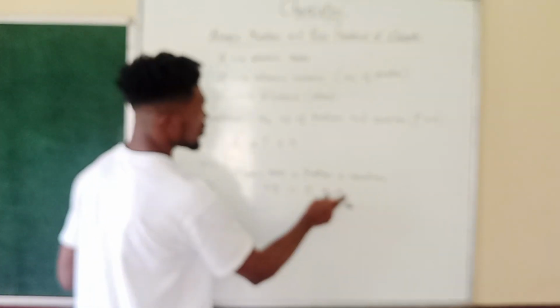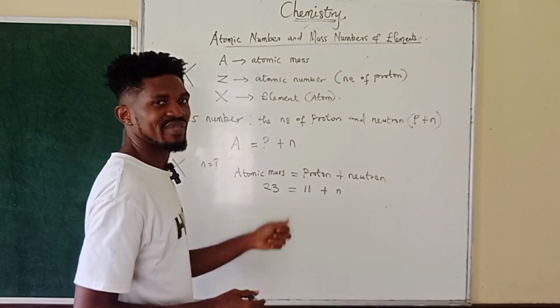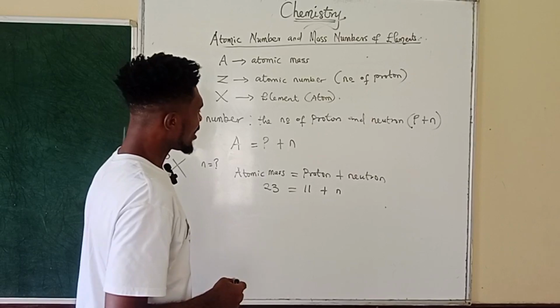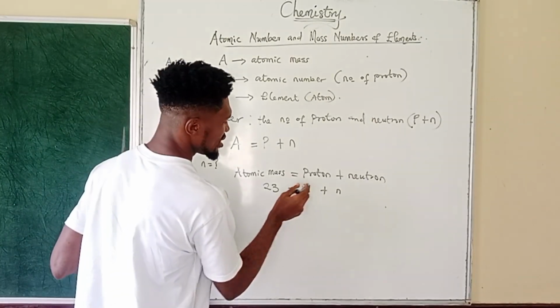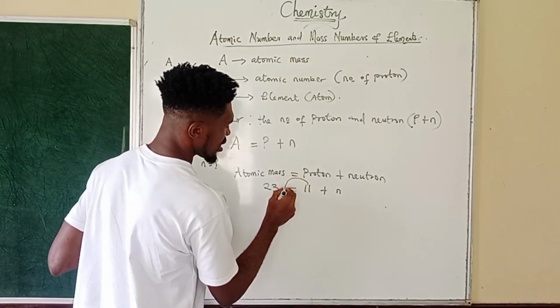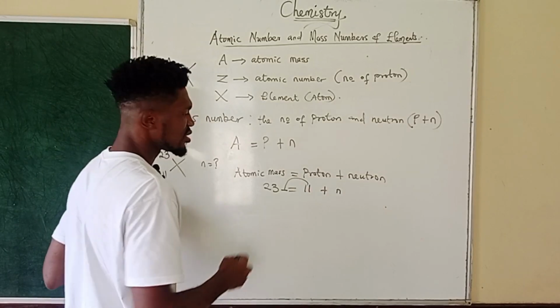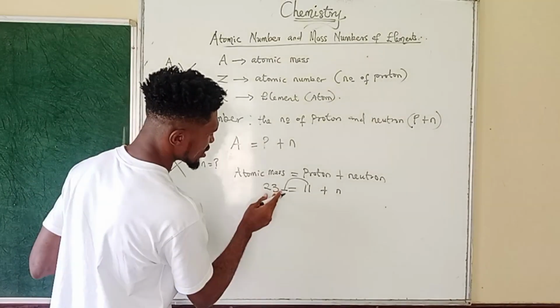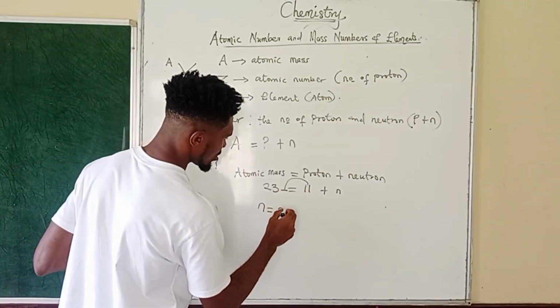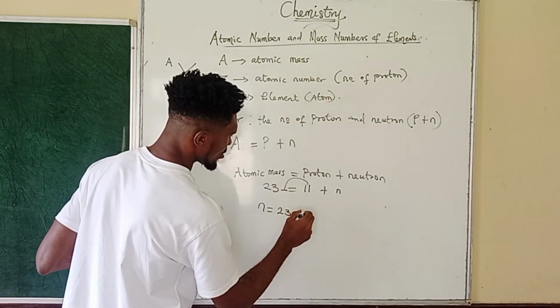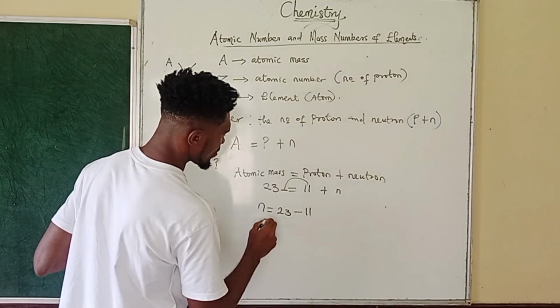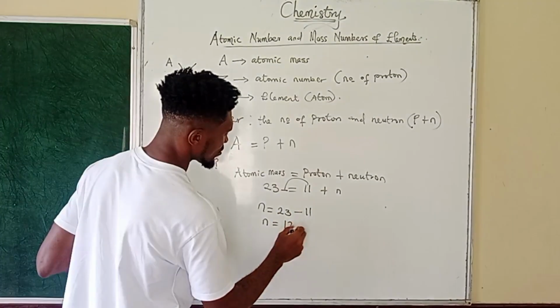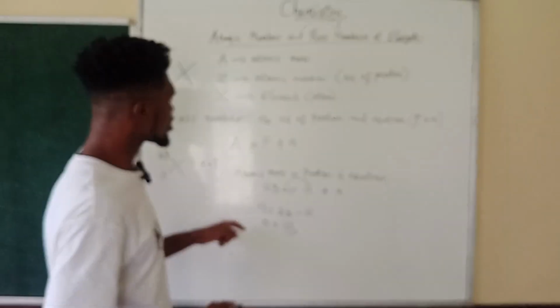This is basic math. We have been doing something like this since. So what we simply do, this is a positive number, this one will come here and change to minus. So we have N is equal to 23 minus 11. Therefore our N is equal to 12. So here our neutron is 12.